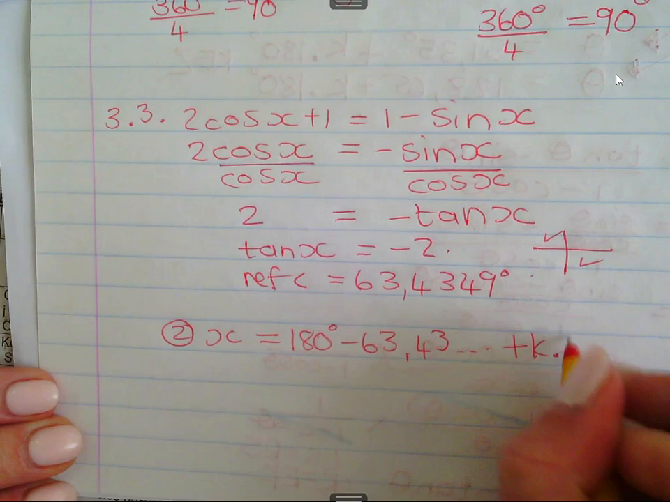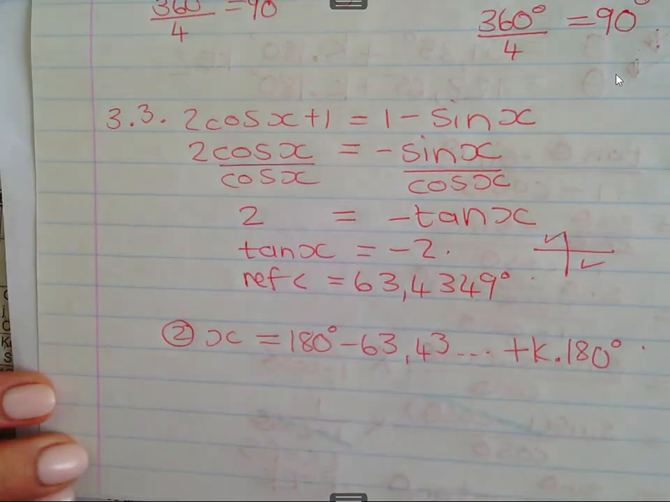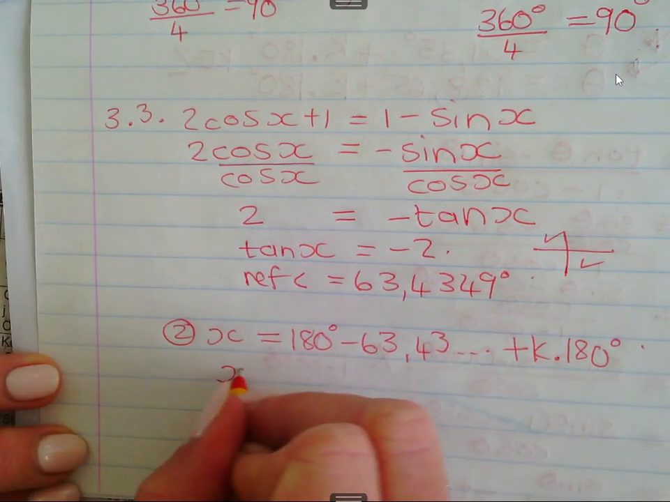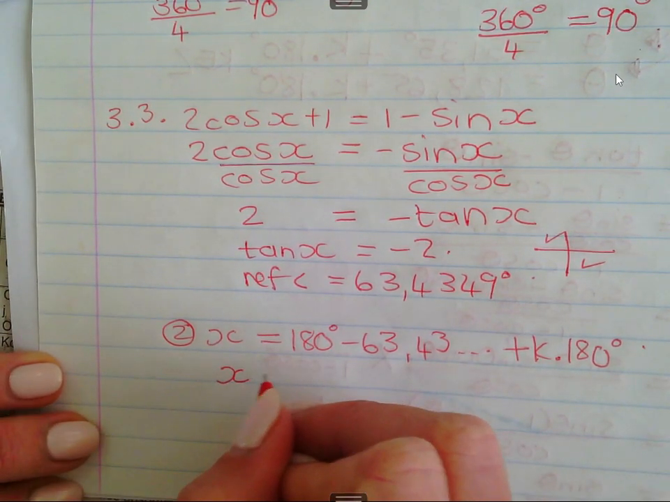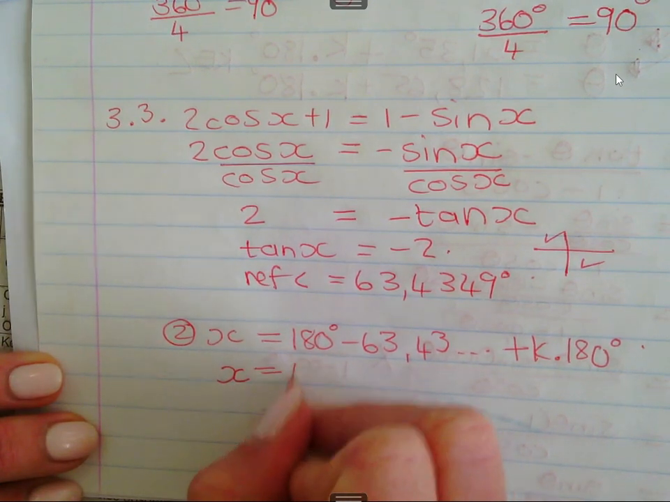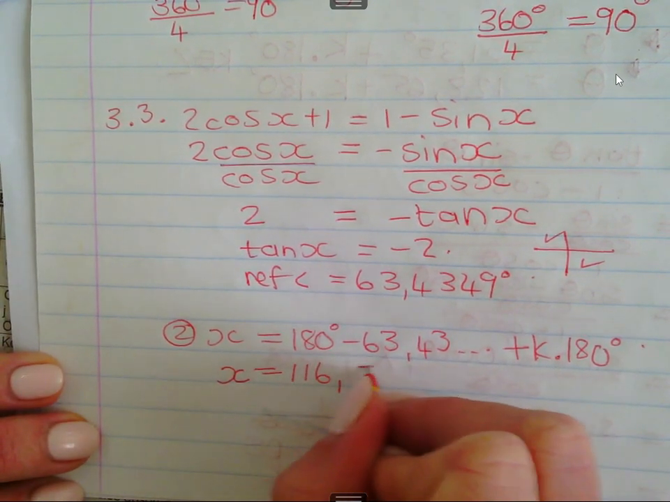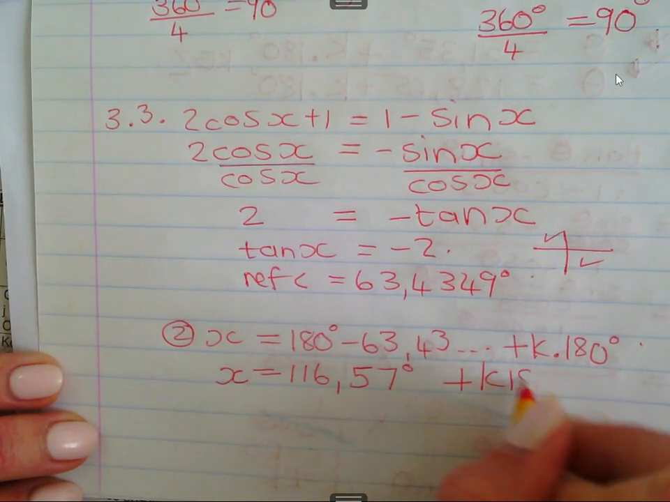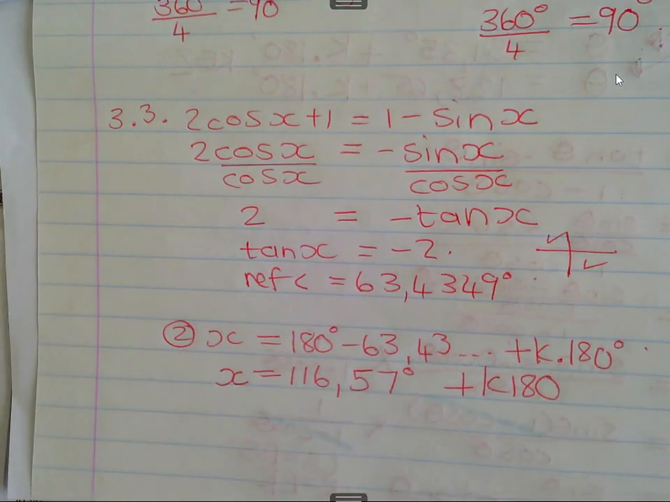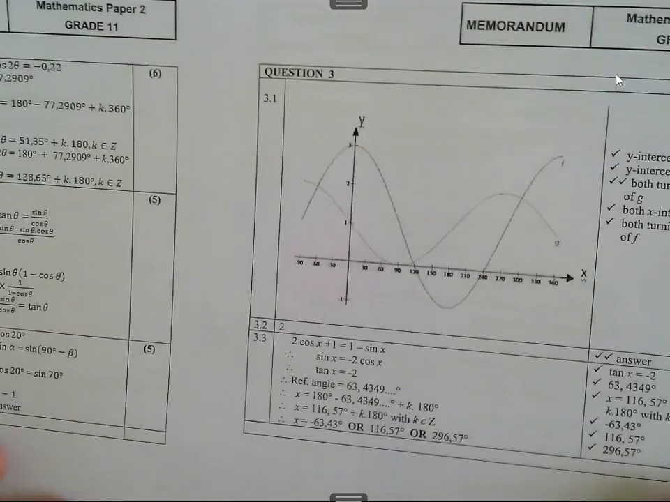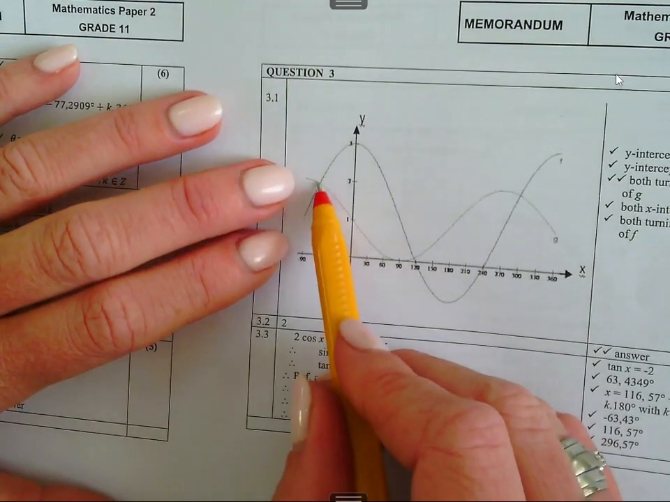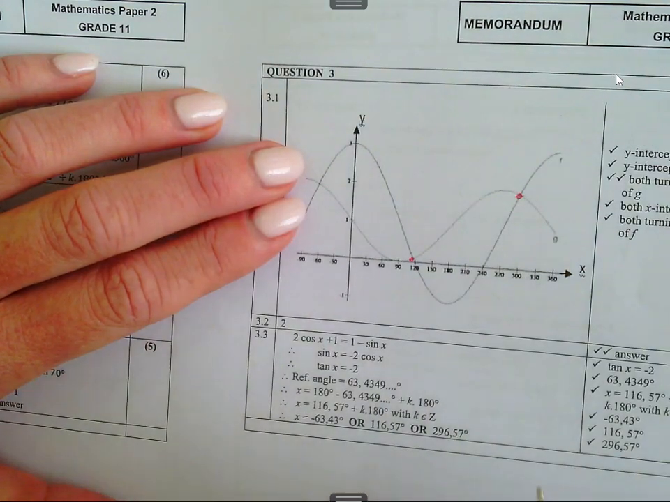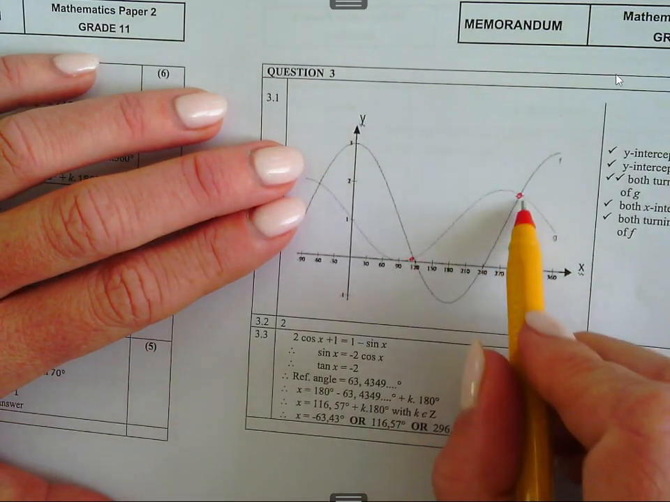plus k times 180, which is not really necessary, but you can just put it there. And that gives me an answer of 116,57 degrees plus k times 180. Now, if you look at this graph, you will see that these two graphs cut in the negative side, and then there as well, and then there as well, which is, when you look at this, 180 degrees further.